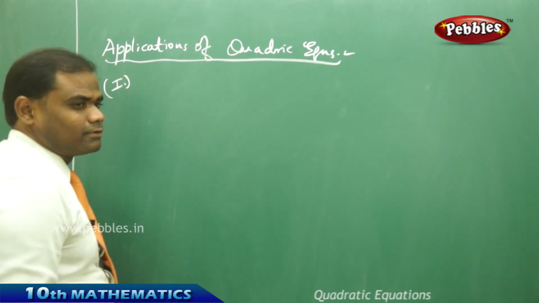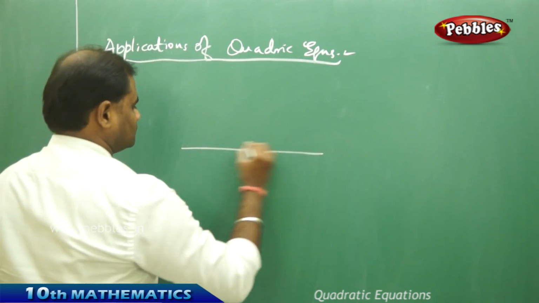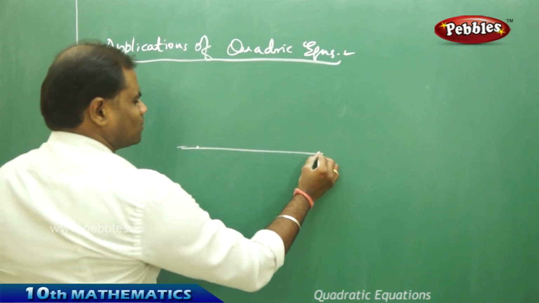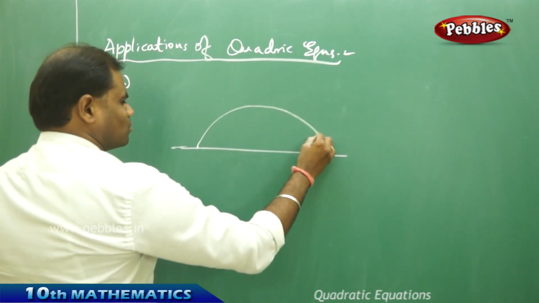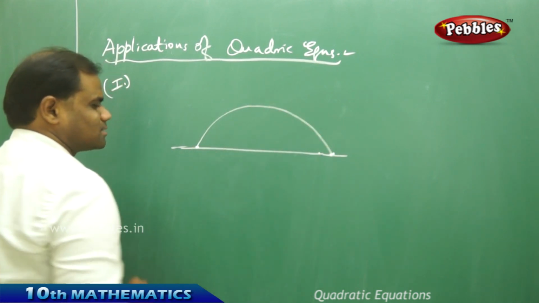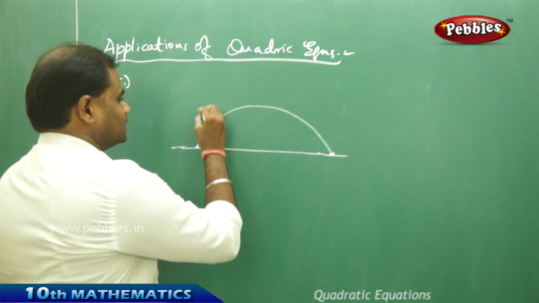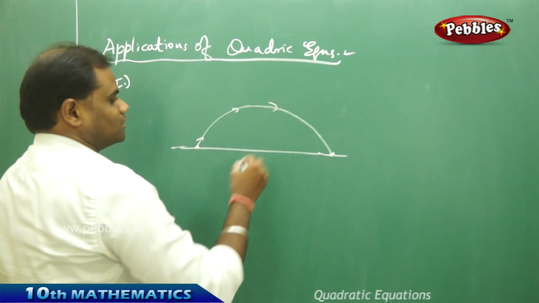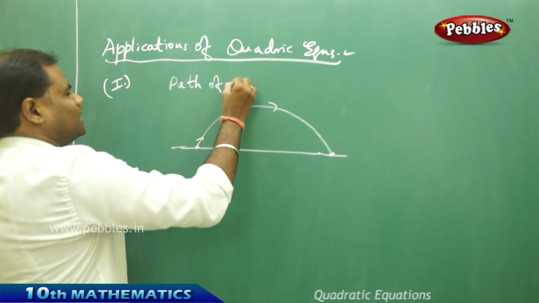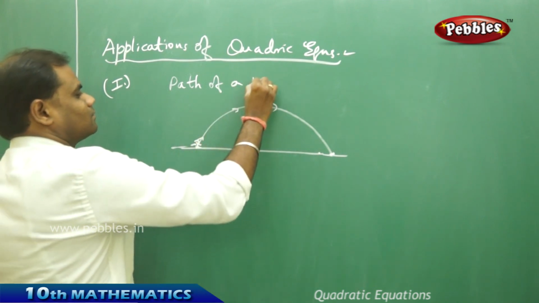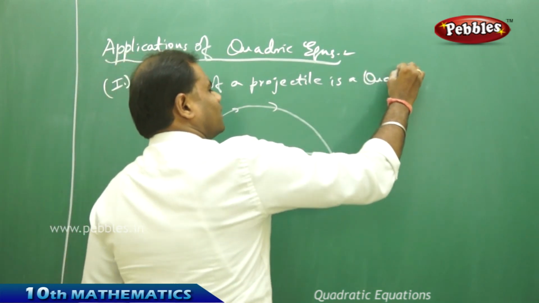Initially, for example, if I take a person standing here on the ground, and he throws a ball onto this side, then the ball tries to go in this shape, and this is said to be a quadratic. Throwing a ball, or the path of a projectile, which is called a projectile, gives us a quadratic equation. So the first application is that the path of a projectile is a quadratic.